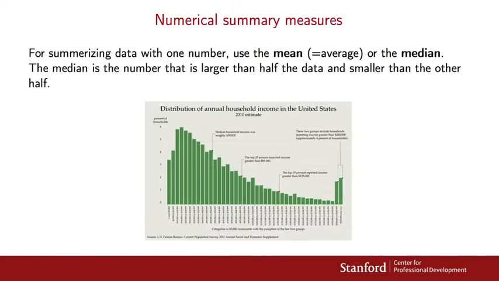Let's look at that histogram which shows annual household incomes in the United States in 2010. Remember that in a histogram, area corresponds to percentage. So we can find the median by looking at the point where half of the area is below and half of the area is above. Here it is marked that the median is at about $50,000. And we can see that roughly half the area of the histogram is below 50,000 and half the area of the histogram is above 50,000.